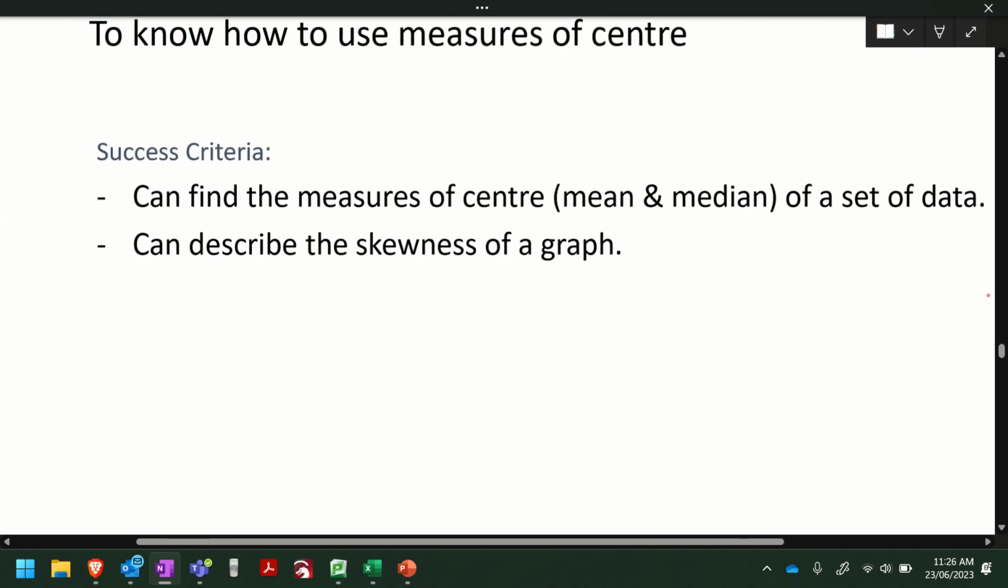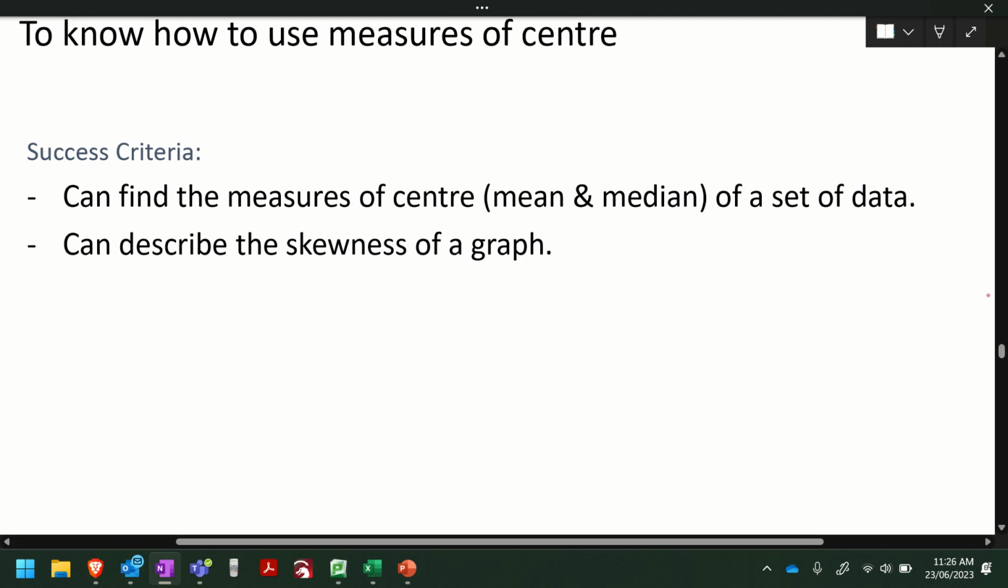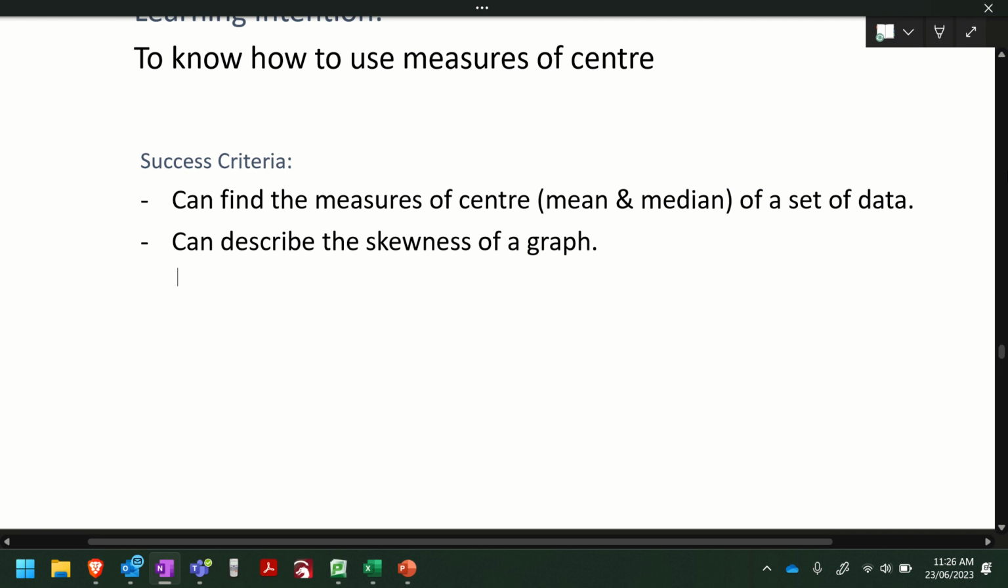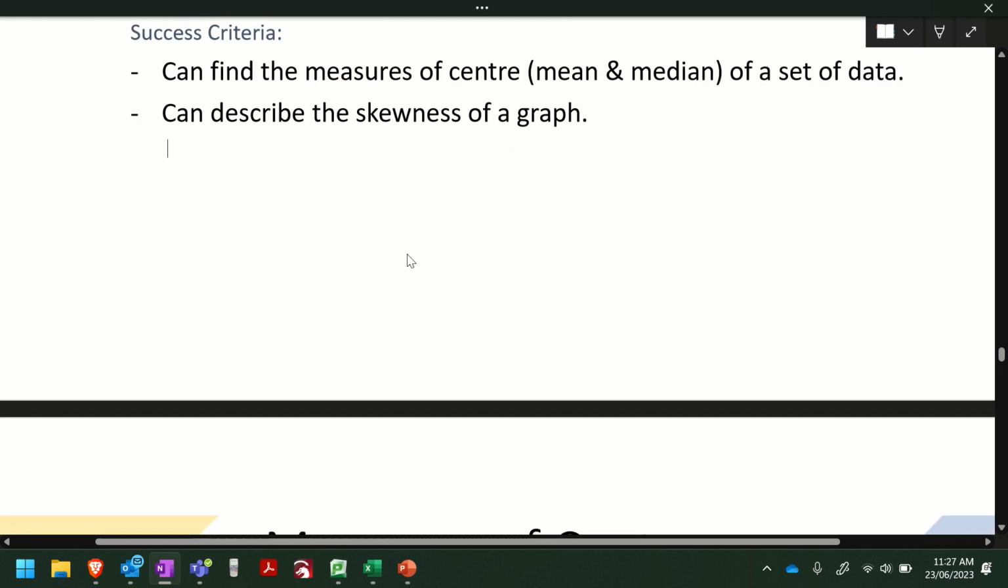What I'm hoping you can do today is identify the mean and the median, and also the mode, it's not here, and then describe how skewed a graph is. There's three options with that: whether it's positive, negative, or approximately symmetrical. So we need to do mean, median, mode, and then the skewness. Well, that's four things. All right, cool.